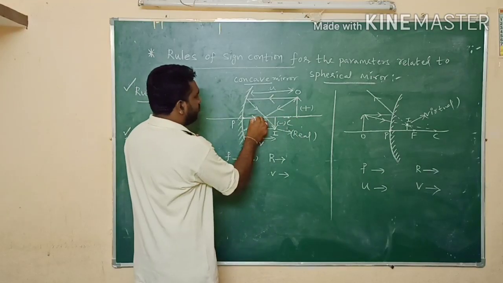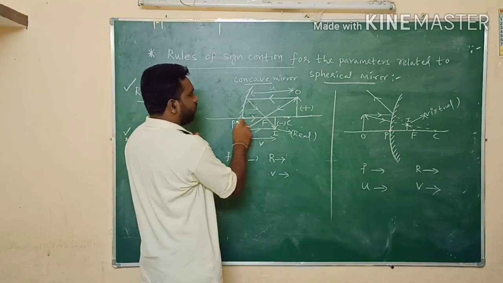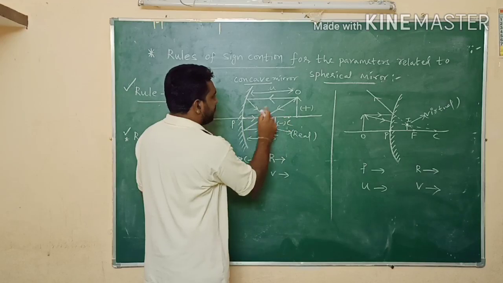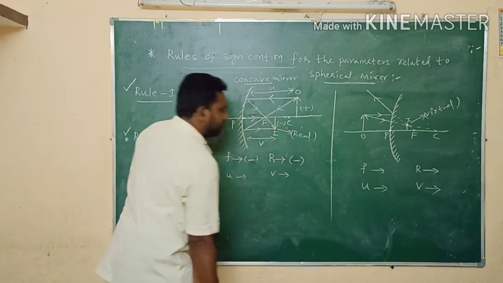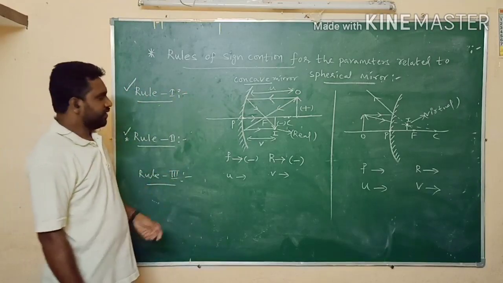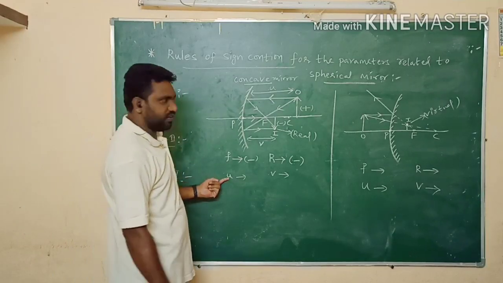Why? Because we have to measure the distance from pole. It is the distance between pole and center of curvature. This is the distance. Here also it is opposite direction. So radius of curvature also becomes negative. That's it. And let us see distance of object here.